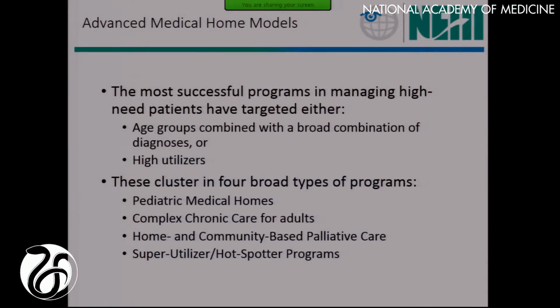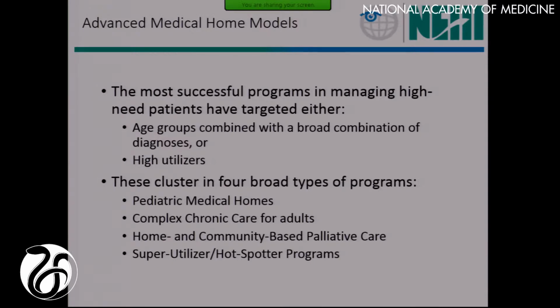In general, however, if you ask most health systems today that are working on programs for high-cost, high-risk, high-need individuals, they would say that they're targeting them either by age group combined with broad combinations of diagnoses, not very often just a single diagnosis, and they're going after high utilizers and hotspotter programs. And so they think of themselves as launching programs that are much more broadly described than are usually mentioned here.